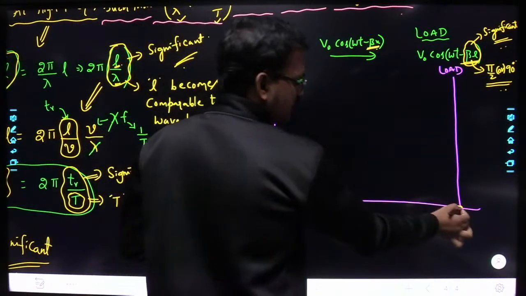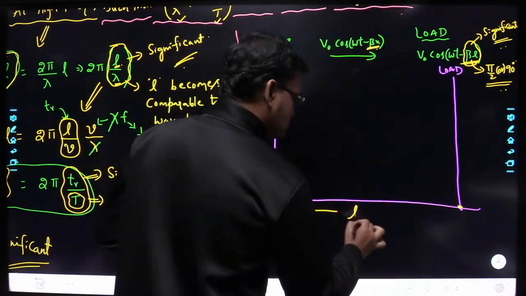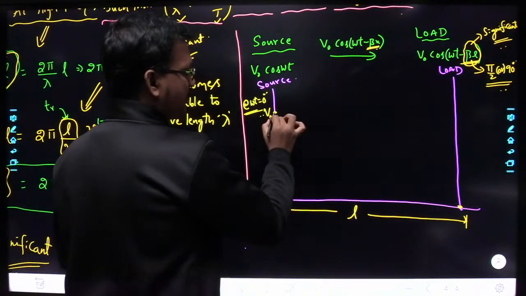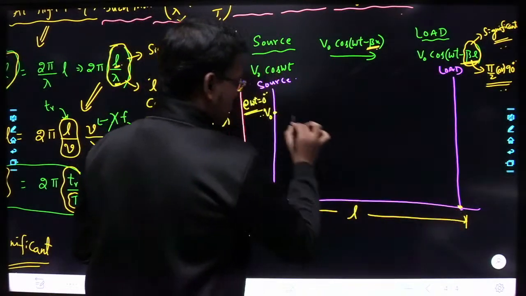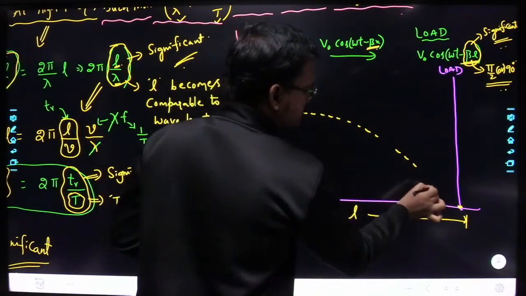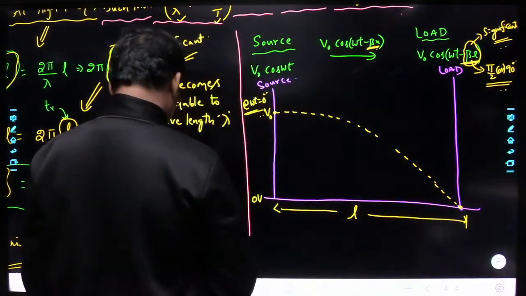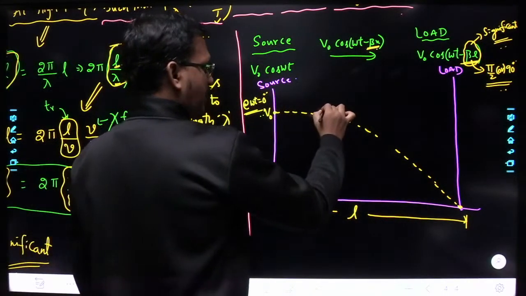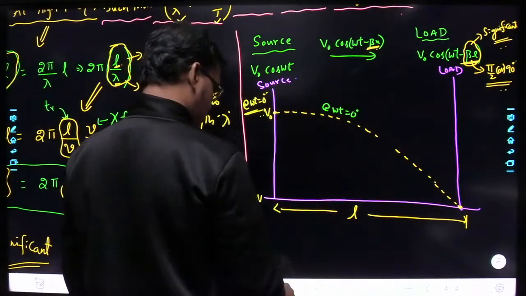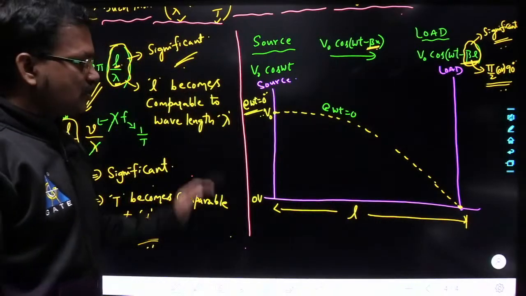and at the load the value of the voltage is 0. So this is along the length of the transmission line. Here it is at V naught, here it is at 0. So the signal will be like this. This is at omega t equal to 0. Right? Okay, so this is the situation.